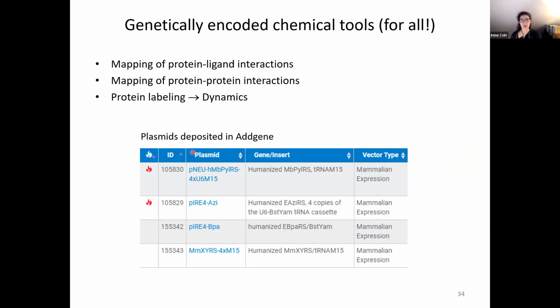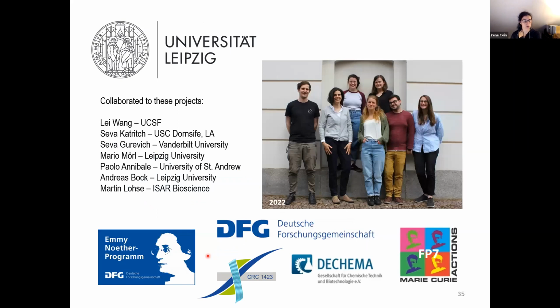Okay, so GCE for all was the title. All plasmids that we use and are not presented by others already, we have deposited in Addgene. They are all humanized for mammalian expression, and we have here our best tRNA, for instance. Here are the cross-linkers, azide, BPA, and these are chemical cross-linkers. With this, you can map protein-ligand interaction, protein-protein interaction. You can label proteins, and in this case, you can also, through fluorescent changes, investigate dynamics, but also dynamics of dimerization or so.